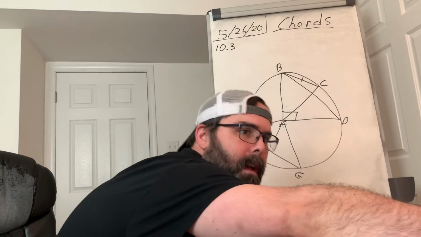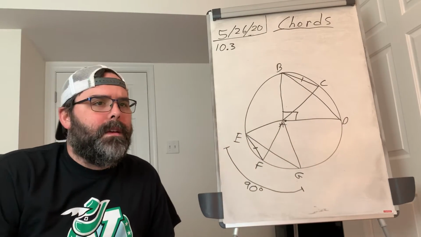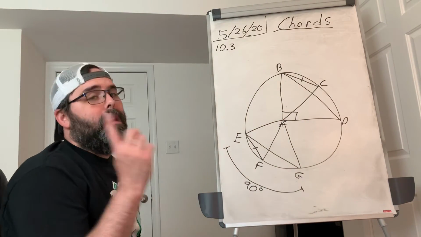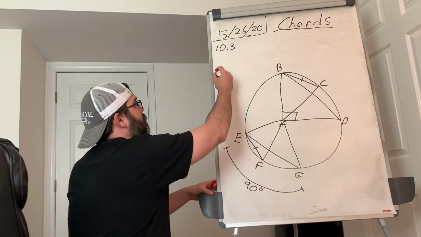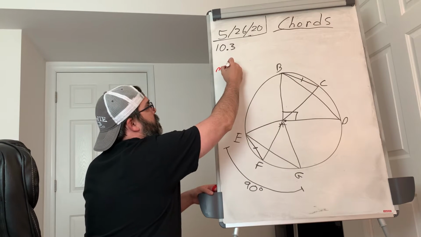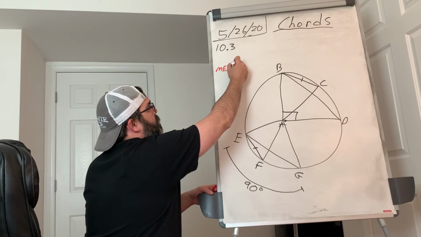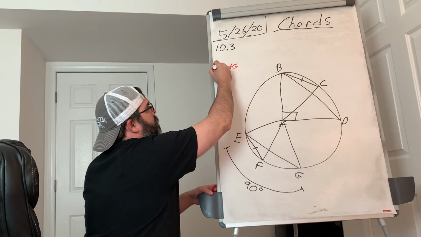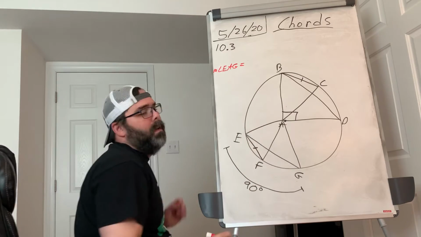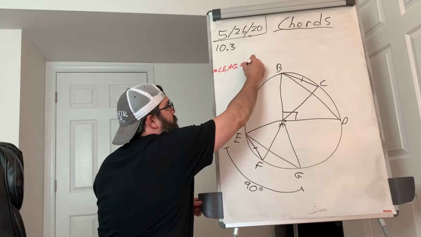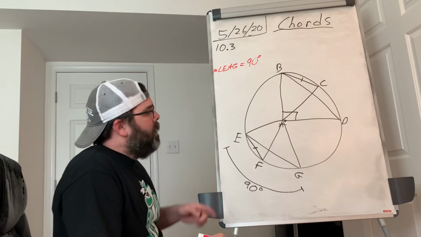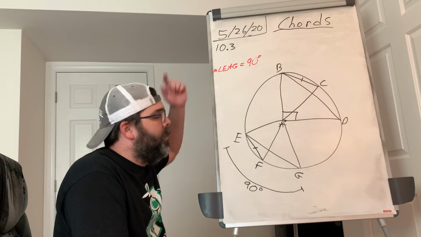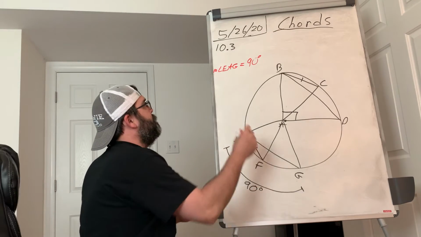Now it wants us to find 4 things here. The first thing is to find the measure of EAG. The measure of EAG is 90 degrees because its corresponding arc is 90 degrees. That's number one.